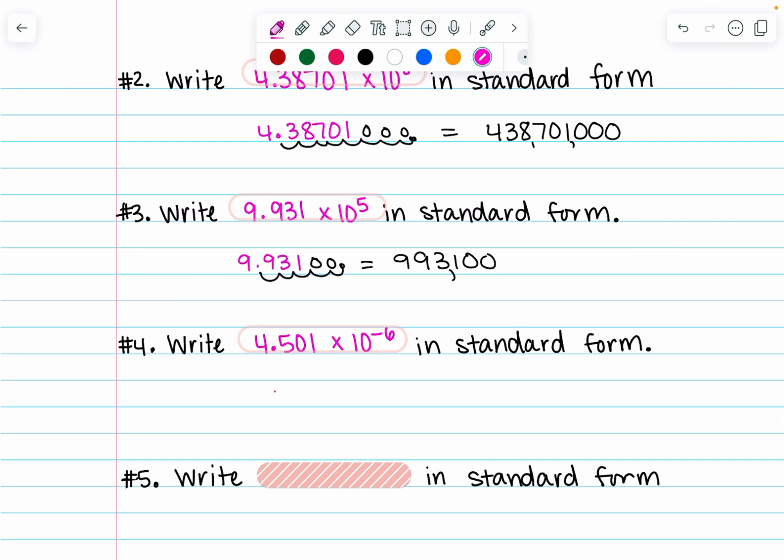Note right here, this is a negative exponent, so my number is going to get smaller. Move it 1, 2, 3, 4, 5, 6. Put my decimal point, and I'm going to fill in all of those swoops with zeros. So this would equal 0. I have 1, 2, 3, 4, 5 zeros, and then 4, 5, 0, 1. So this is a very, very small number.